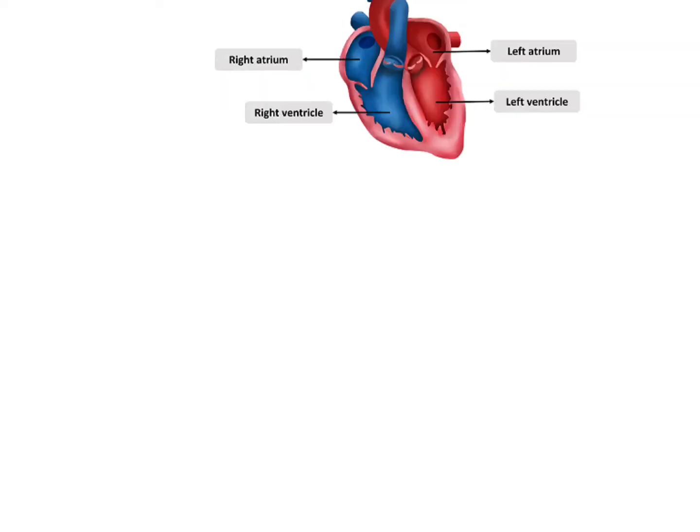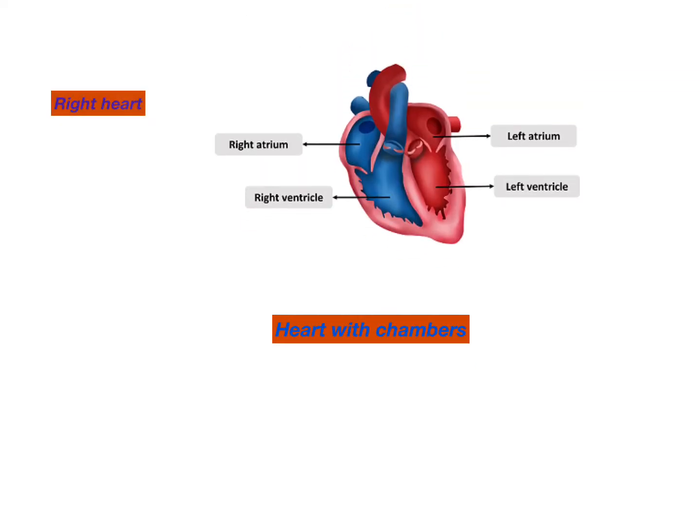If you see this image, the blue portion forms the right heart and the red portion forms the left heart. In the blue portion, the upper one is the right atrium and the lower one is the right ventricle. And in the red portion, the upper one is the left atrium and the lower one is the left ventricle.